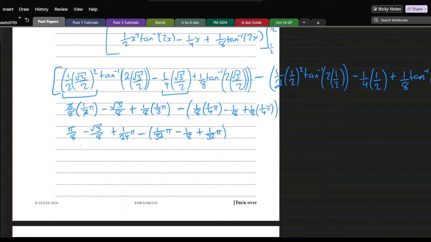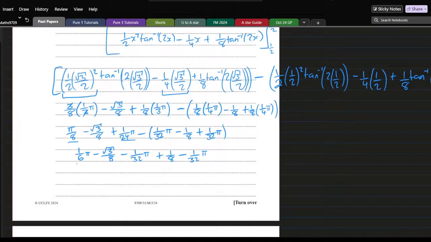Alright, let's simplify further. So we've got pi over 8 plus 1 over 24 pi. So let's find the coefficient. That's 1 over 8 plus 1 over 24. That gives us 1 over 6 pi minus root 3 over 8. Then let's expand our bracket here. So that's minus 1 over 32 pi plus 1 over 8 minus 1 over 32 pi.